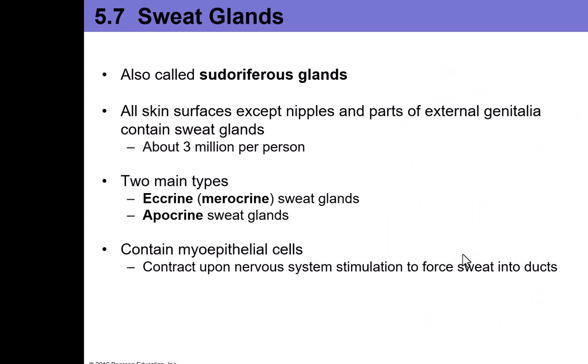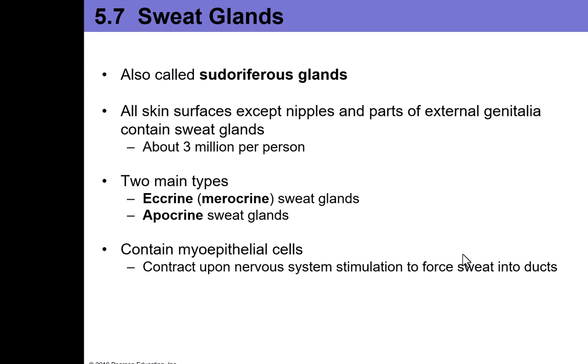And let me talk about glands. So the main glands that we find in our skin are sweat glands, called sudoriferous glands, and then sebaceous or oil glands. Let's talk about sudoriferous glands. You find sweat glands almost everywhere on your body. There are two types, eccrine, also called merocrine, and apocrine.